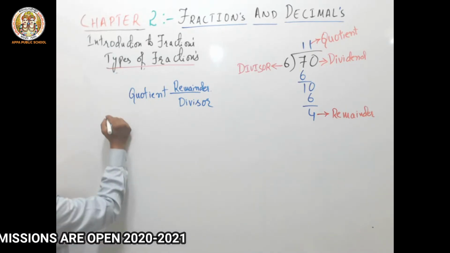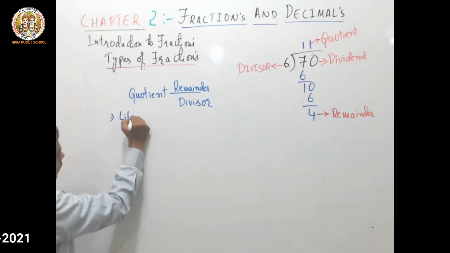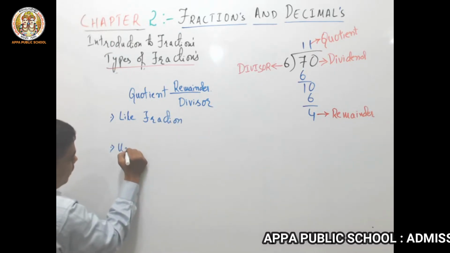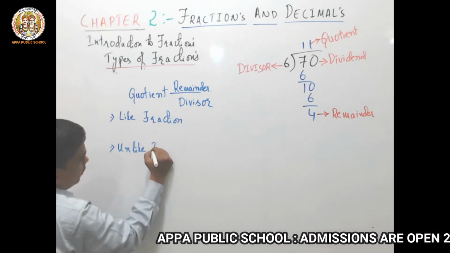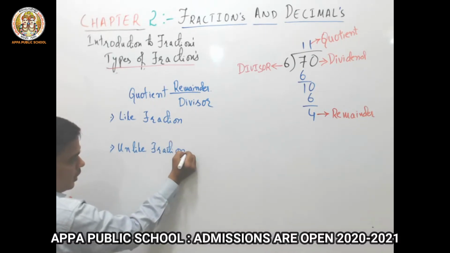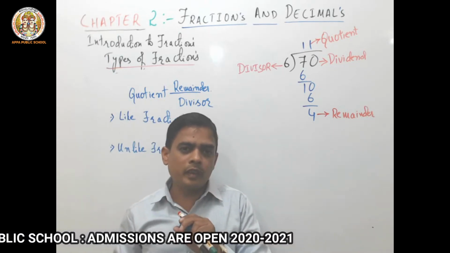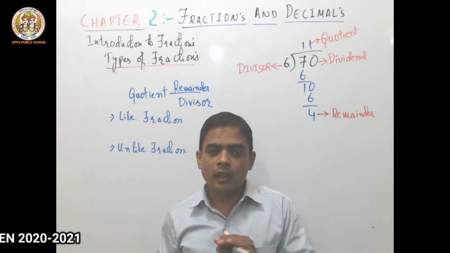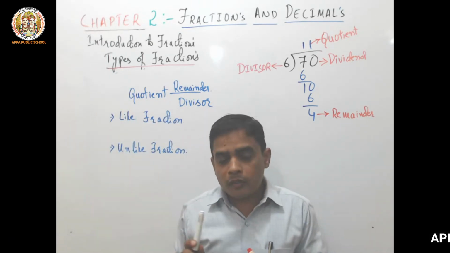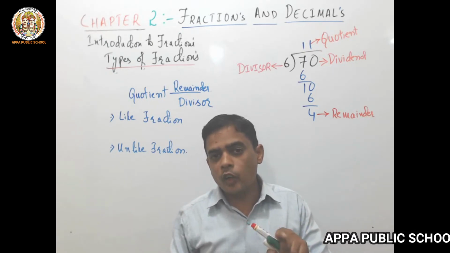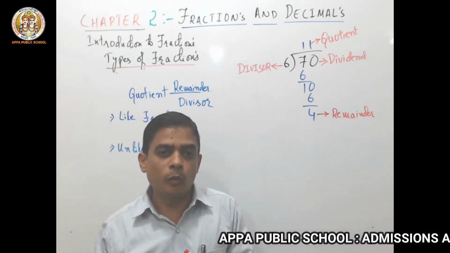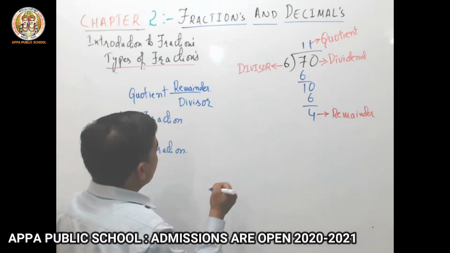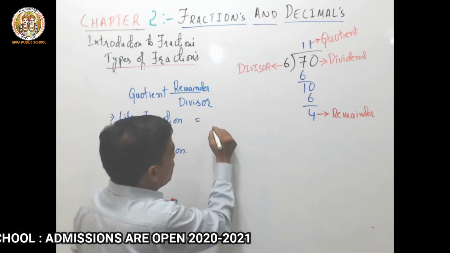Still two more we have, that is like fraction and the other one is unlike fraction. Okay. Like fraction and unlike fraction. Please don't get confused between proper, improper, like and unlike. See, what is proper fraction? I said proper fraction is where the numerator will be less than the denominator. Improper fraction, the numerator will be greater than the denominator. Whereas in case of like fractions, the denominators will be the same.